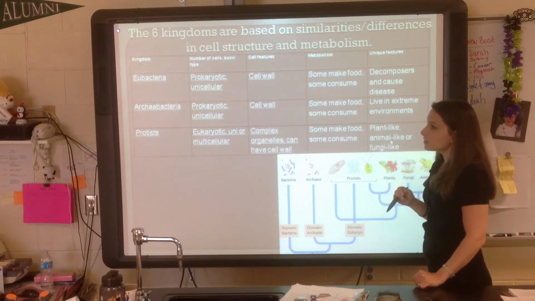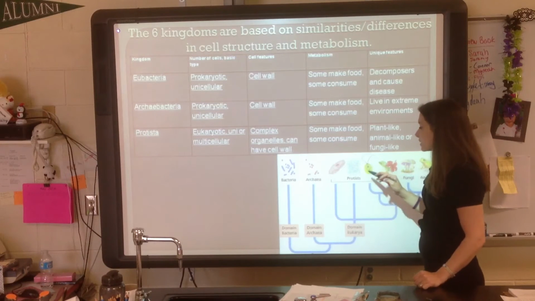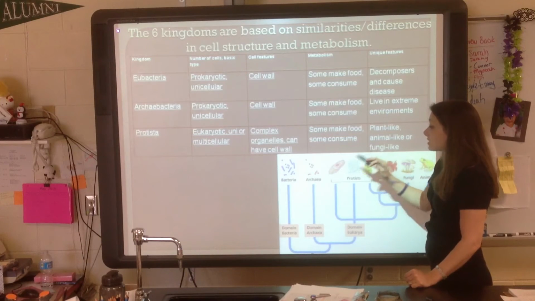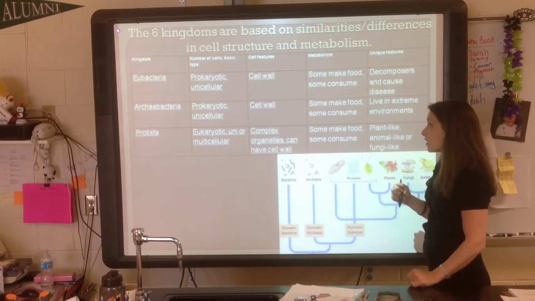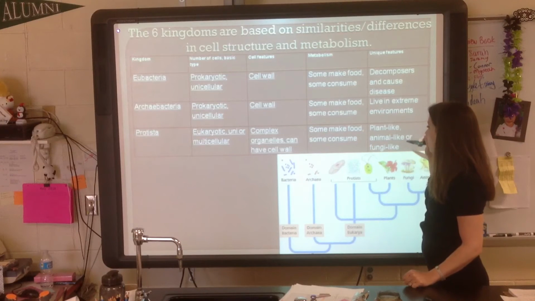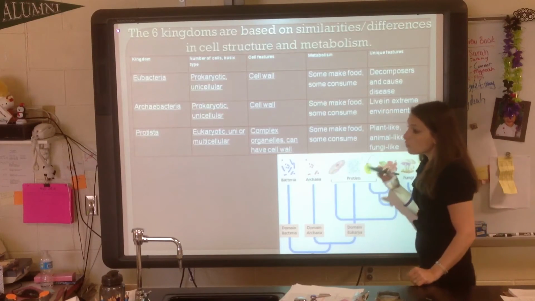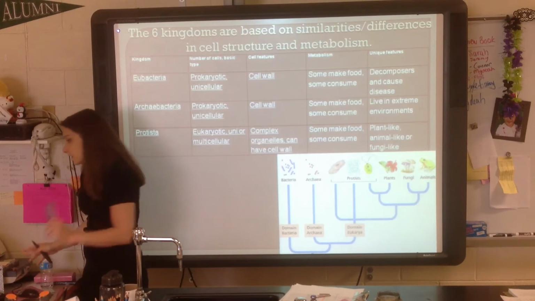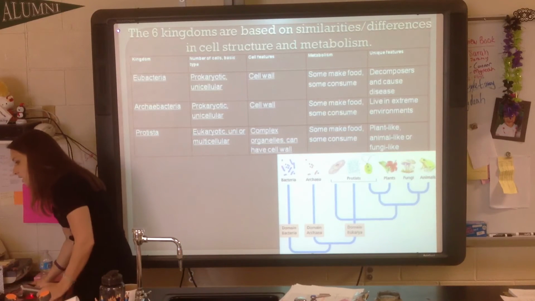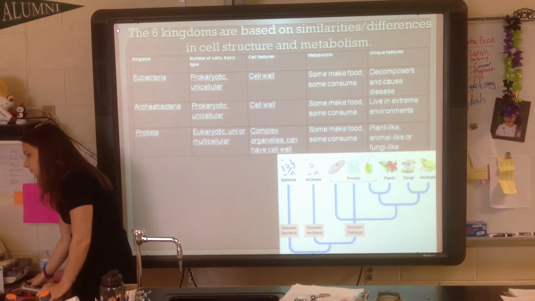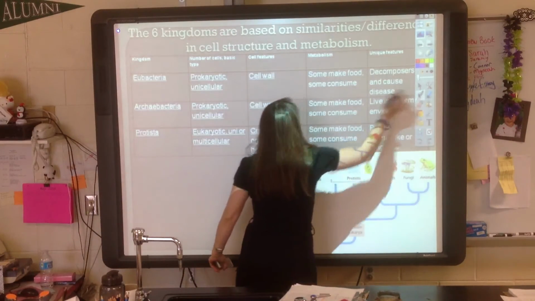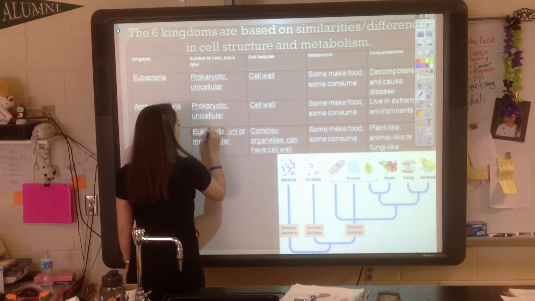Next we have kingdom Protista. And this is a really interesting kingdom because it has some that are plant-like, some that are animal-like, and some that are fungi-like. What we do notice, and what could be a little confusing, is that the kingdom is called Protista, but it's made of eukaryotic cells. And so we want to really put a star by eukaryotic.